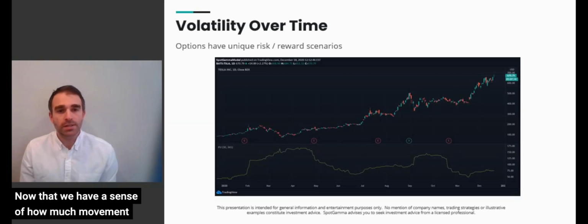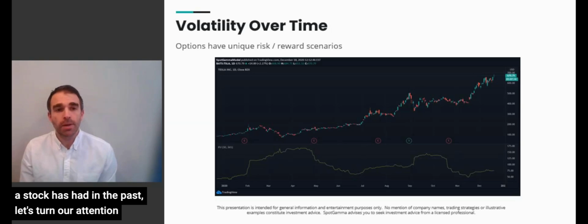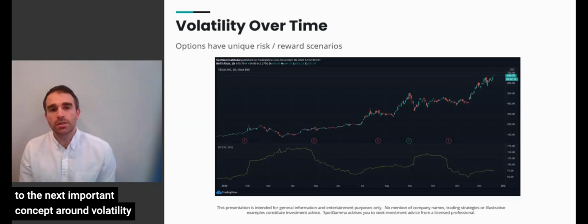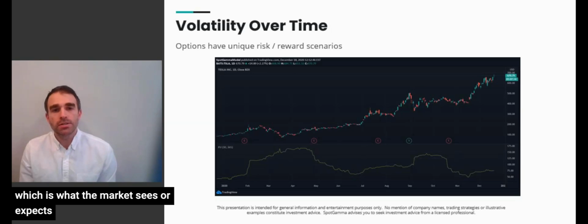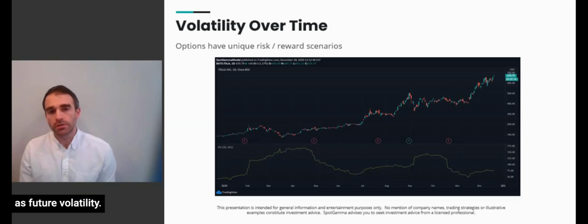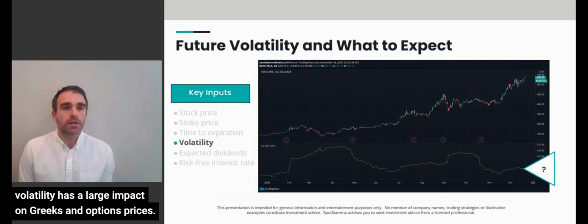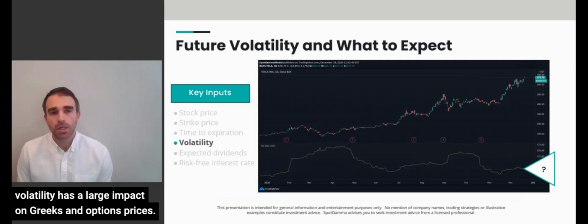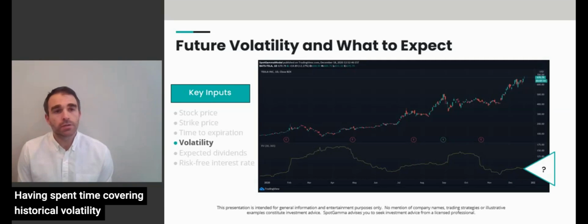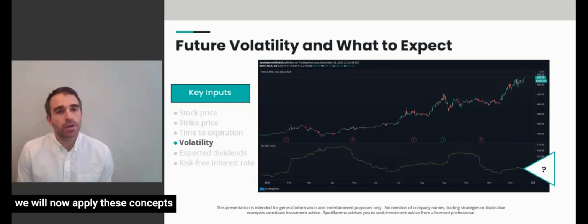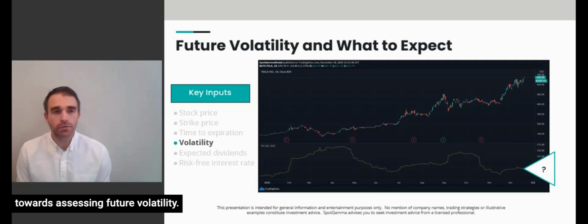Now that we have a sense of how much movement a stock has had in the past, let's turn our attention to the next important concept around volatility, which is what the market sees or expects as future volatility. To ground the point from the last slide, volatility has a large impact on Greeks and options prices. Having spent time covering historical volatility in the previous slides, we will now apply these concepts towards assessing future volatility.